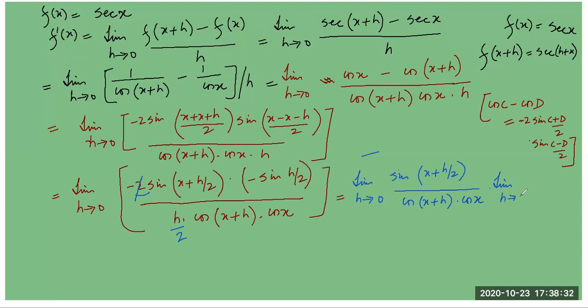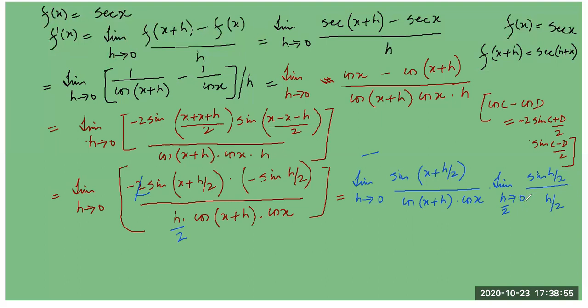So I can even write h approaches 0 or h by 2 approaches 0, it doesn't matter. It will be sine h by 2 divided by h by 2. From where do I get h by 2? H from here, 2 from here. So I can write h by 2 approaches 0, no problem.